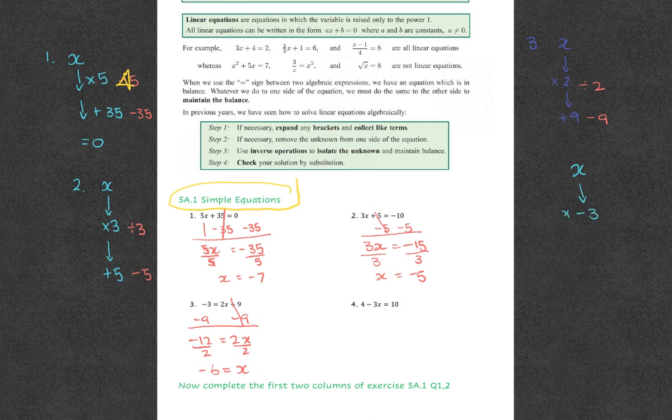Now we've got minus 3x, so x has been times by negative 3. Then we've added 4 to it. So moving backwards, we're going to minus the 4 and divide by negative 3. And that leaves us with x equals 2.